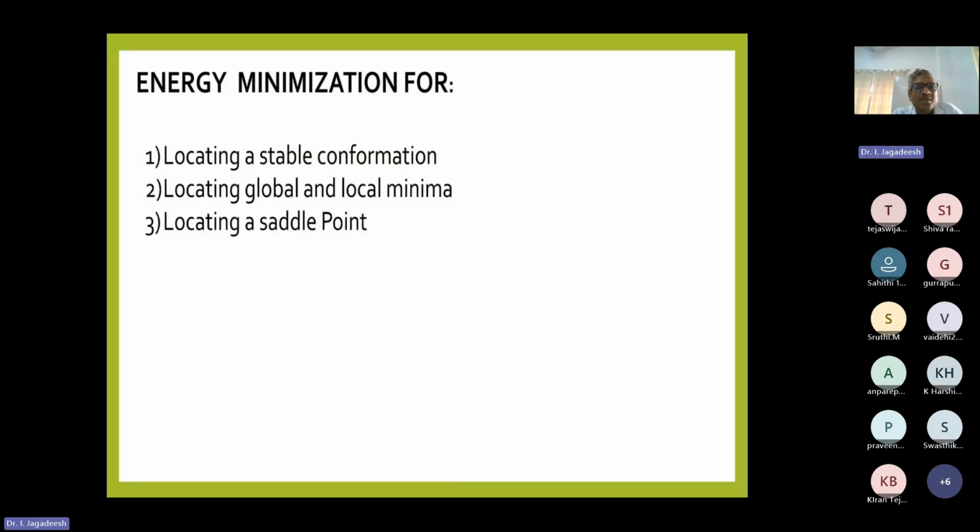For that purpose, we have to do energy minimization, firstly to locate a stable conformation, where it has a lower energy, and to locate the global and local minima. So when you are distorting each atom, at a particular point you have a local minima and global minima, both at the lower levels. So how to do it? We have to locate the saddle points. What are the saddle points? Where you have the highest distortions, which will be at maximized states, the highest, steepest states.